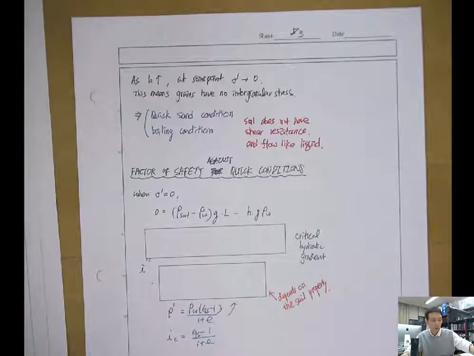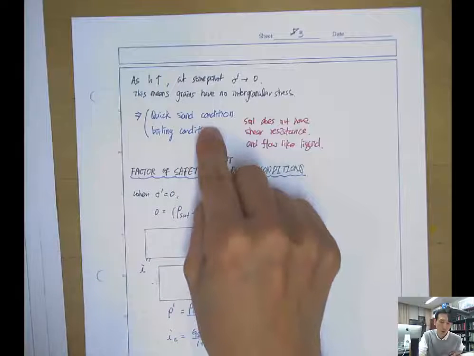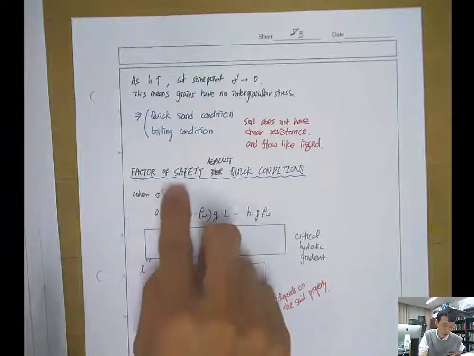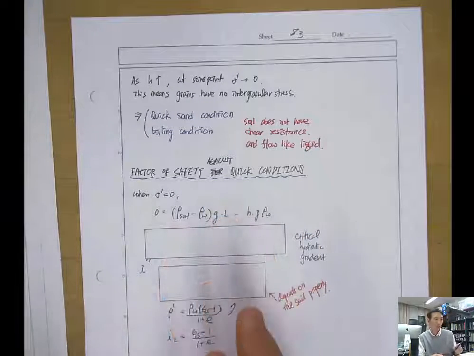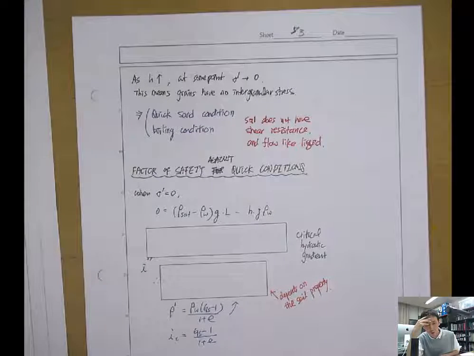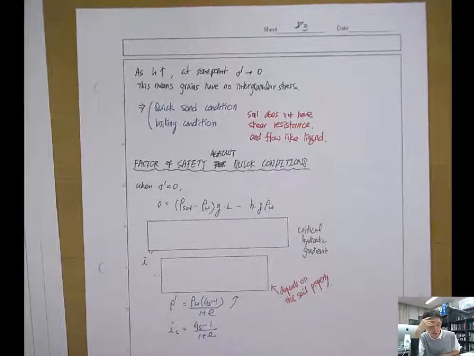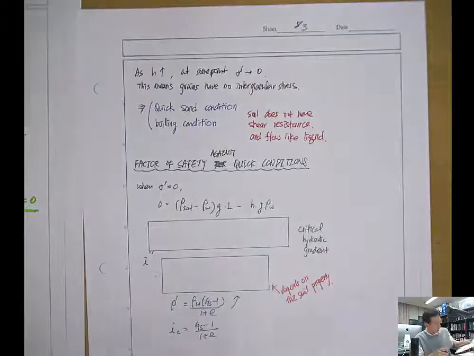In soil mechanics and geotechnical engineering, we want to check when this kind of quicksand condition, or quick condition, happens. So we estimate the factor of safety against the quick condition. When the factor of safety is less than 1, we expect that the quick condition will occur, which we don't want. If the factor of safety is higher than 1, then the quick condition will not occur.